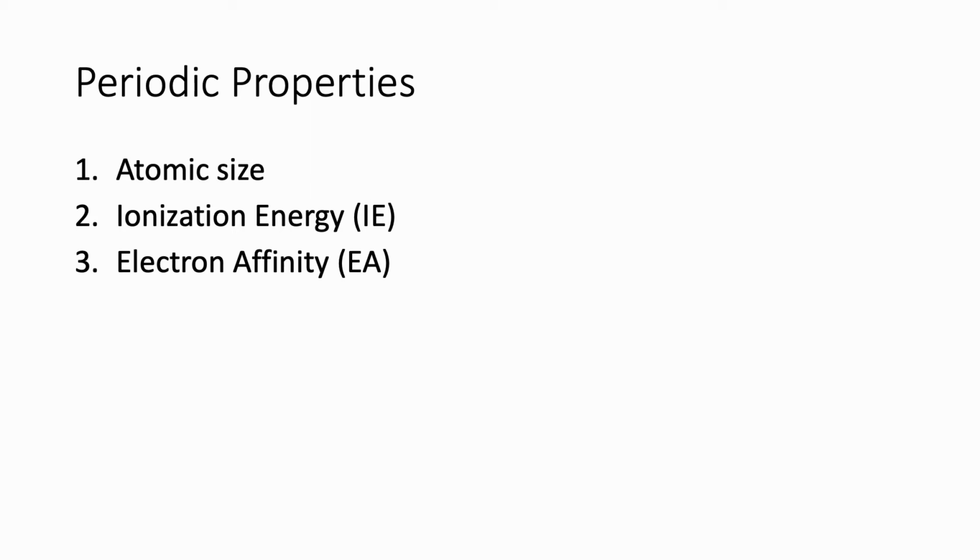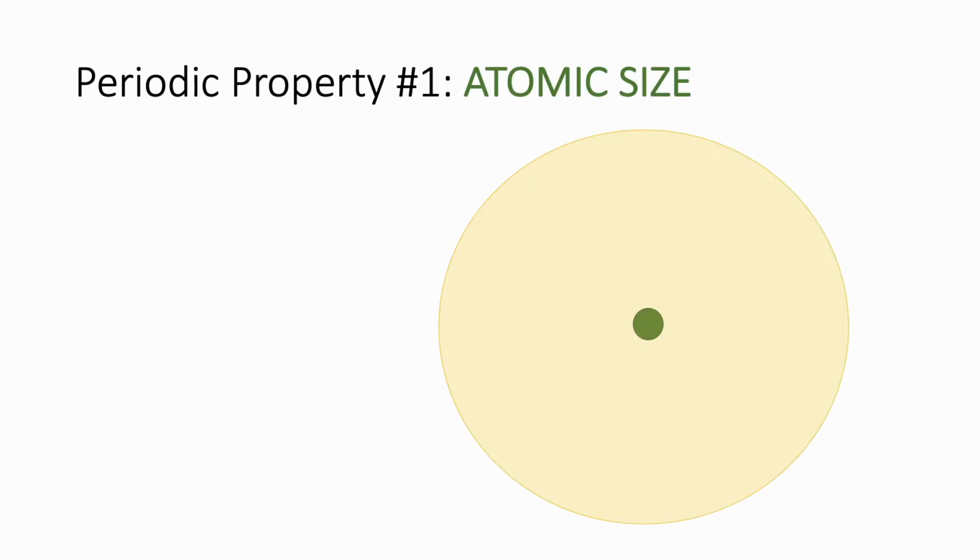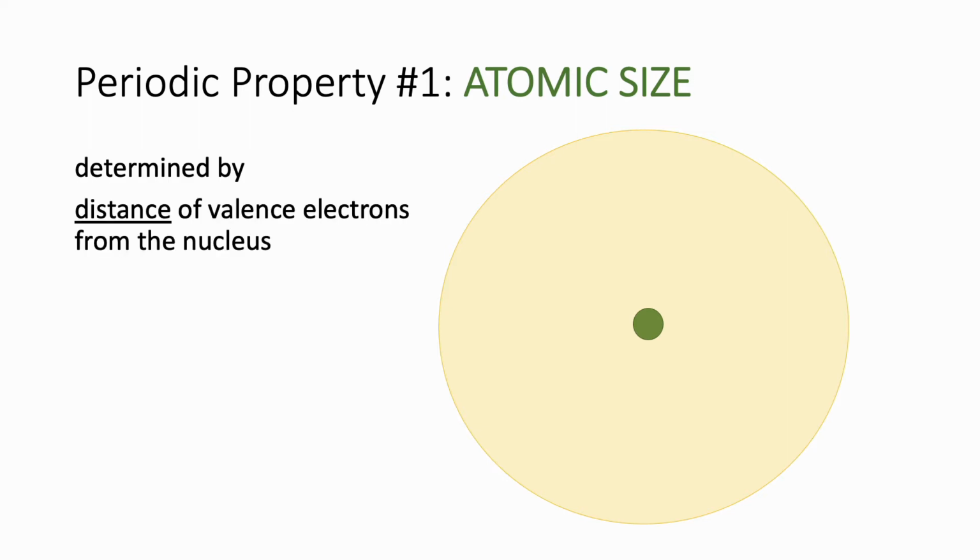So now we're going to talk about 3 different properties: atomic size, ionization energy, and electron affinity. And you will notice that what we have just talked about in terms of distance and charges is going to apply to all 3 of these periodic properties. The first periodic property is atomic size. And let's think about what determines the size of an atom. Remember, the nucleus is just a teeny tiny part in the middle of the atom, and most of the volume of the atom is made up of electrons. So really, atomic size is based on the distance from the nucleus to the valence electrons.